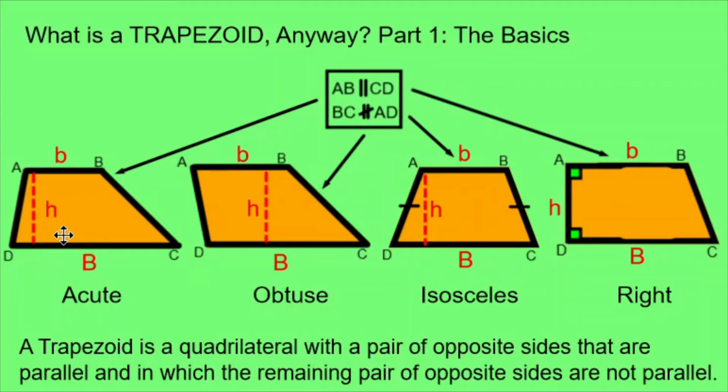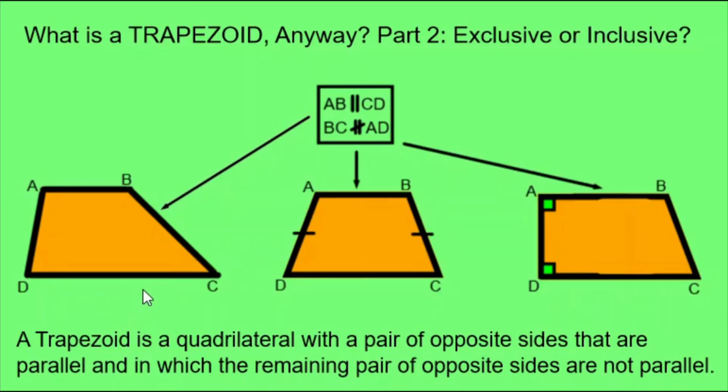The reason I mention the long base, the short base, and the height is because these are used in the area formula for a trapezoid. So you need to know these measures if you want to find the area. Today we're looking at the definition of a trapezoid and whether that definition is exclusive or inclusive. So what this means is there is more than one definition for a trapezoid, which can be inconvenient.